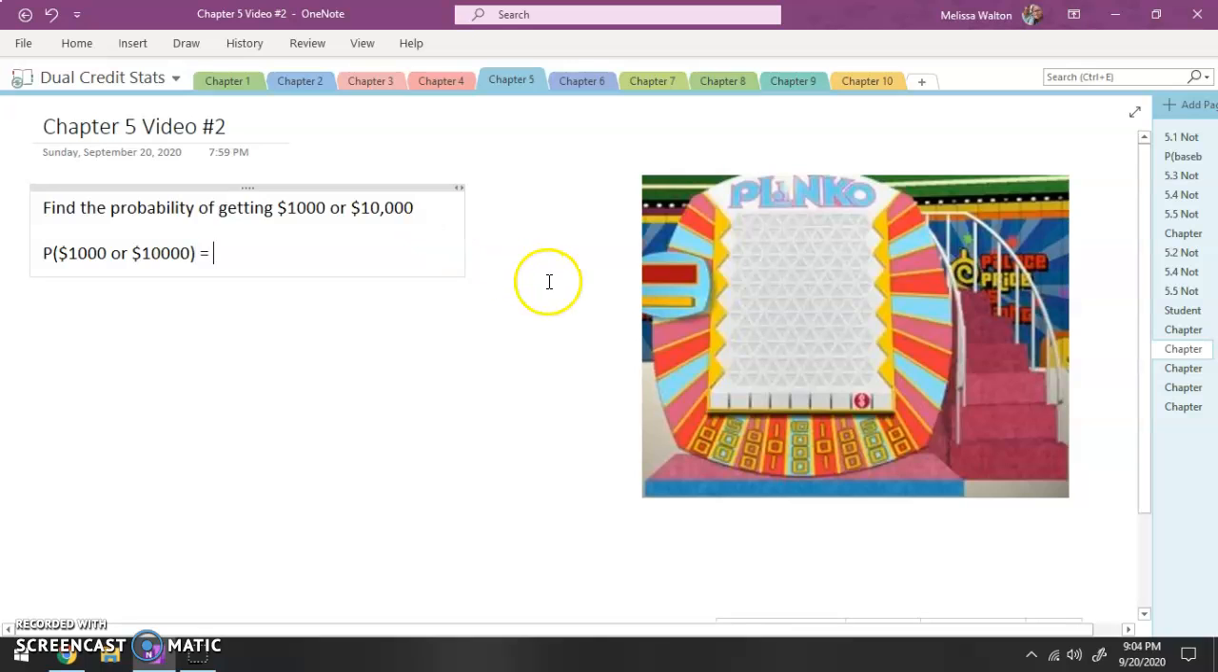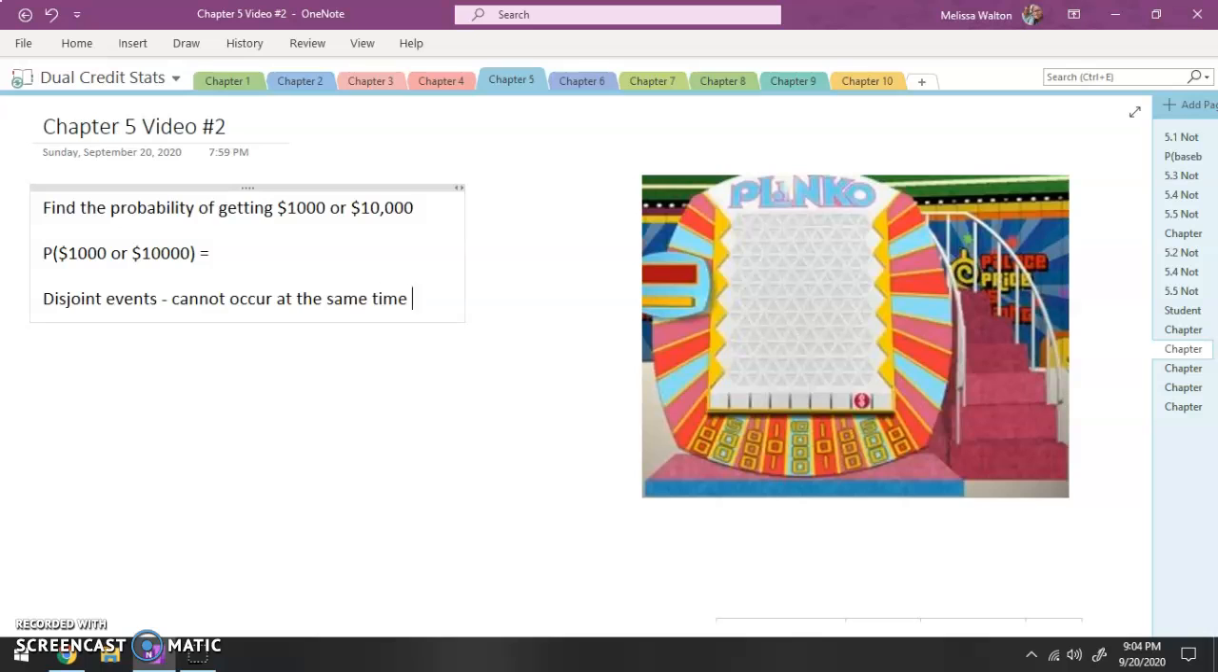Now, one thing I am going to say about 1,000 and 10,000: 1,000 occurs in two different locations, 10,000 only shows up in one, but these are disjoint events, meaning that they cannot occur at the same time. When you put in your Plinko chip, there is no way that you could have a 1,000 and a 10,000 at the same time.